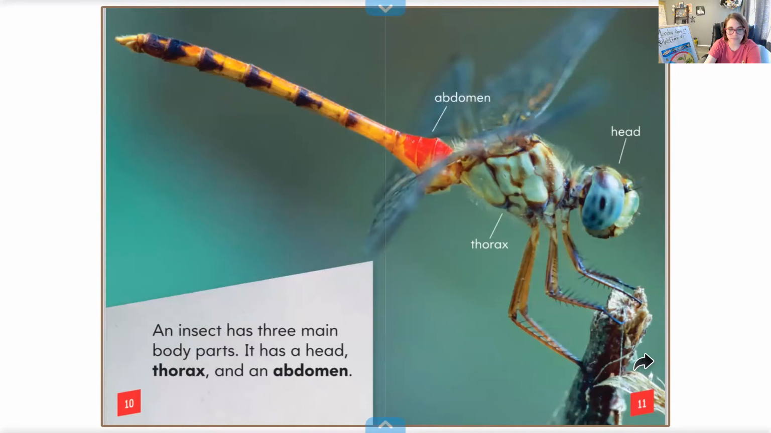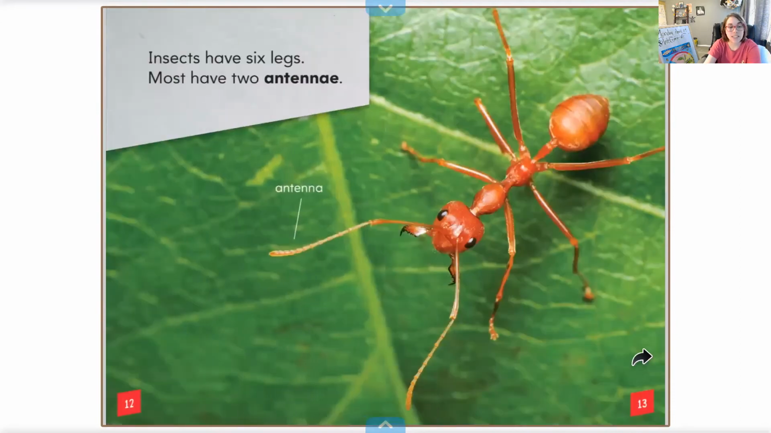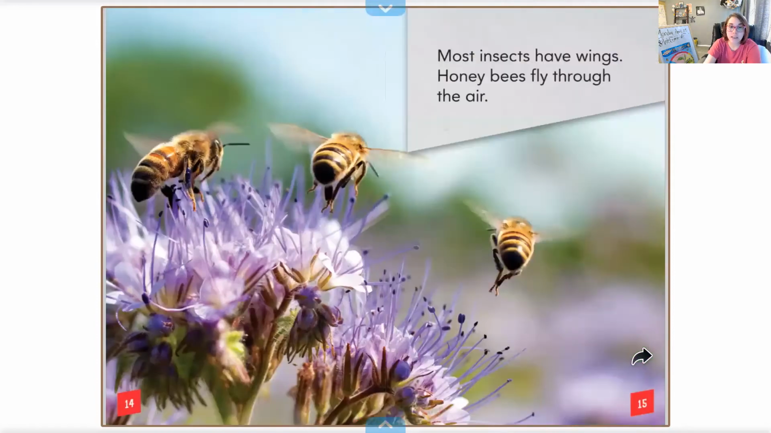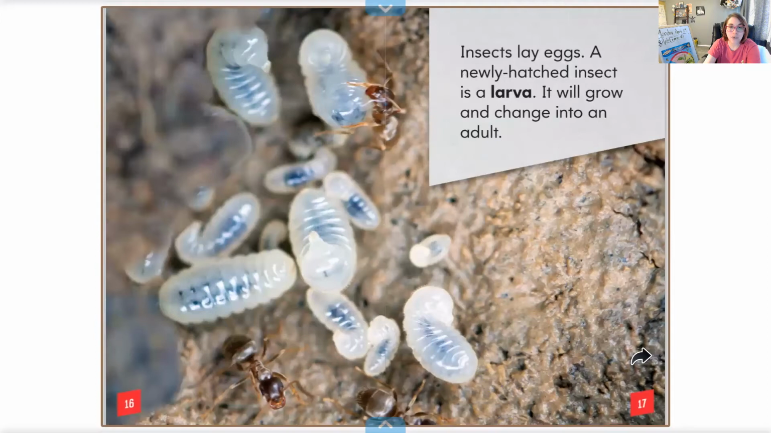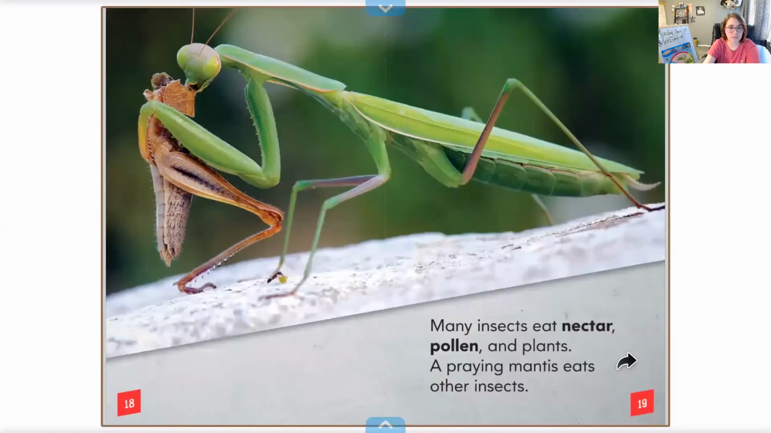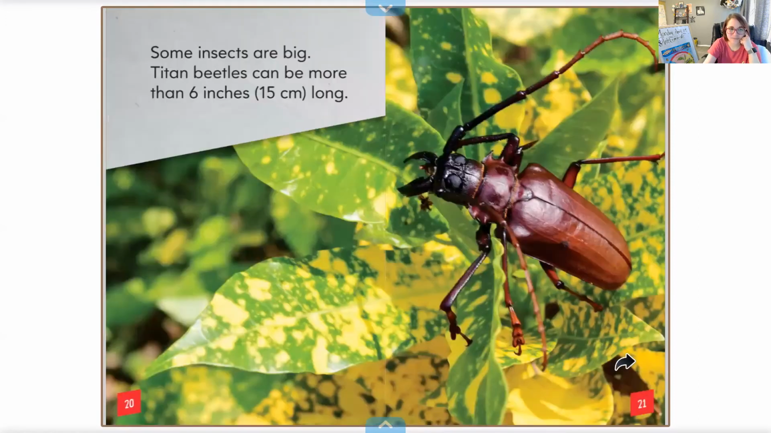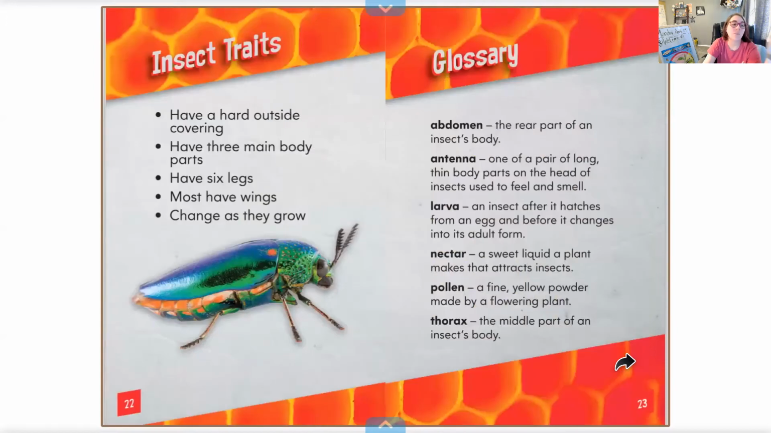This is a dragonfly. Insects have 6 legs, and most have antennae. Most insects have wings. Honeybees fly through the air. Insects lay eggs, and a newly hatched insect is called a larva, which is where our caterpillars are at right now. It will grow and change into an adult. Many insects eat nectar and pollen in some plants, but praying mantises, they're carnivores, they eat other insects. Some insects are big. Titan beetles can be more than 6 inches long. Whoa! And some are small.